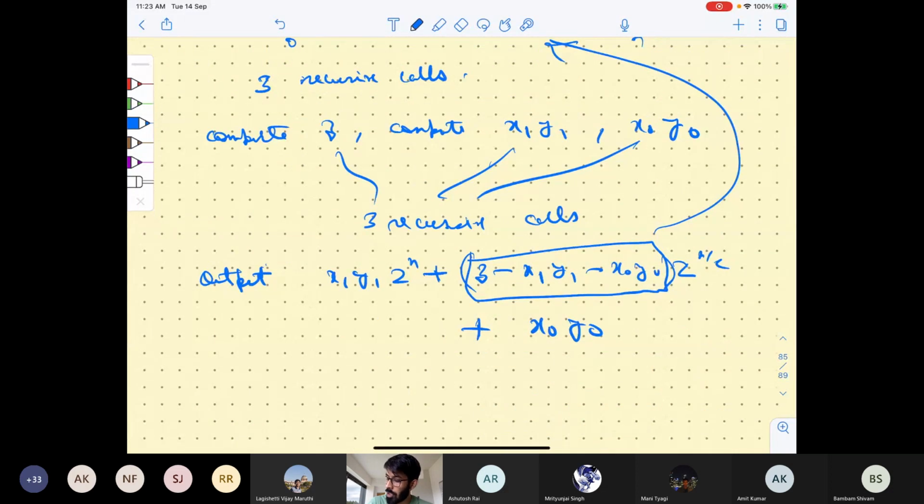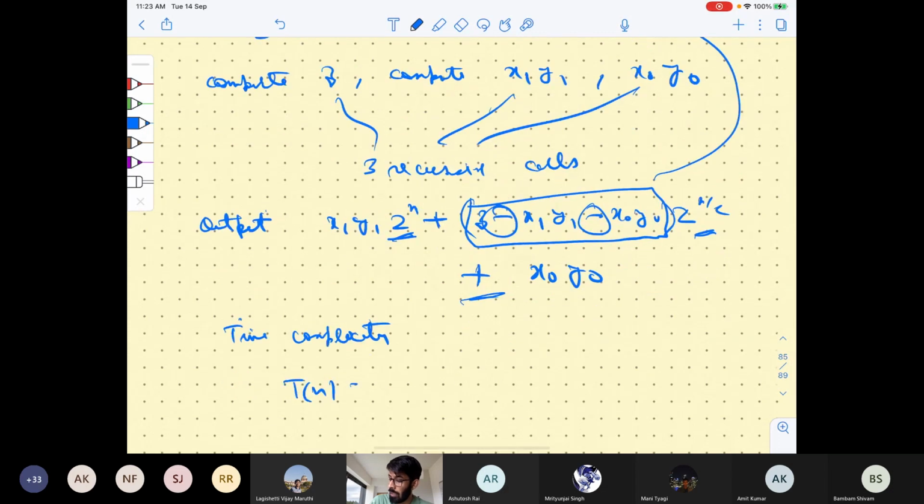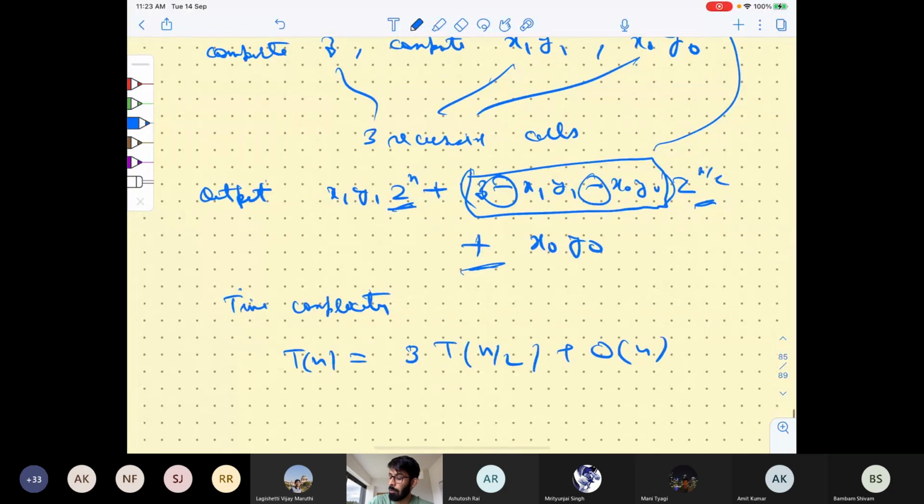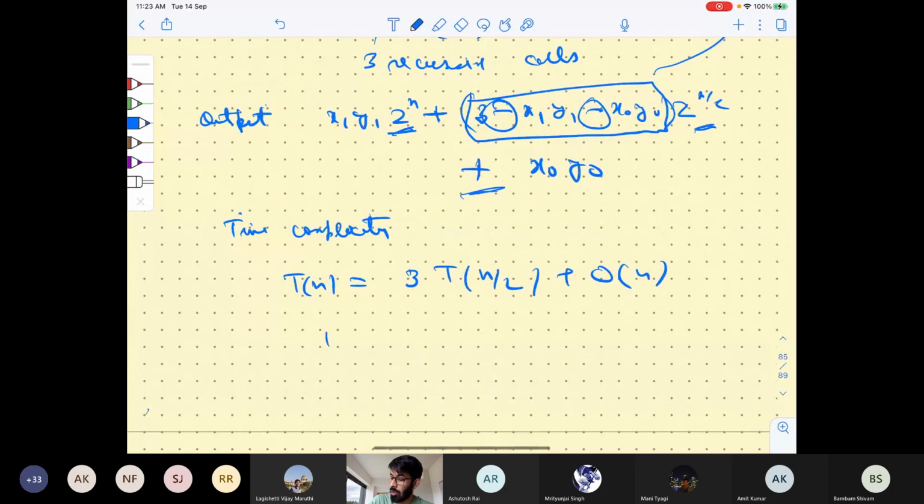So what is the time complexity now? Again, the addition and the adding of zeros will take the same time, and even these subtractions will take linear time. So what is the time complexity of this one? It's T(n) equal to 3T(n/2) plus order n, exactly what we wanted. So T(n) is order n to the log base 2 of 3.